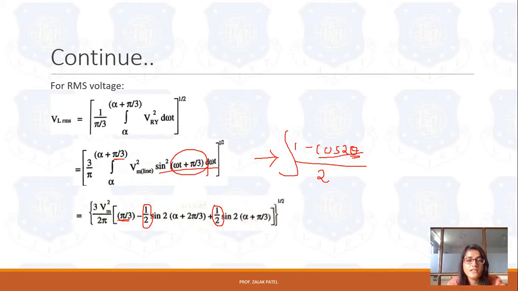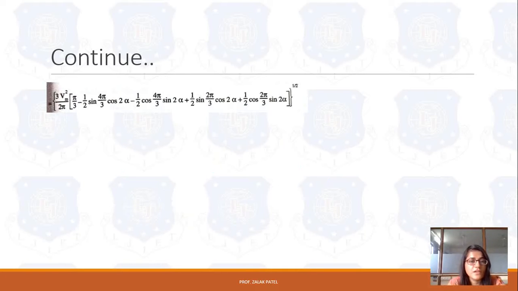And next limit is alpha plus pi by 3. Alpha plus pi by 3 plus pi by 3 minus alpha. So it is alpha plus pi by 3. So this is RMS voltage value. If we simplify it, it can be written like this.